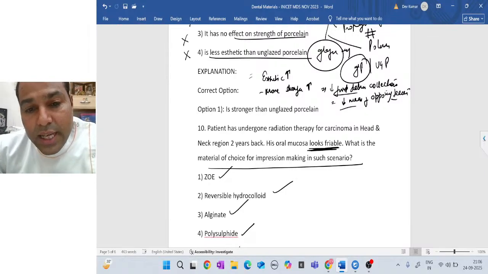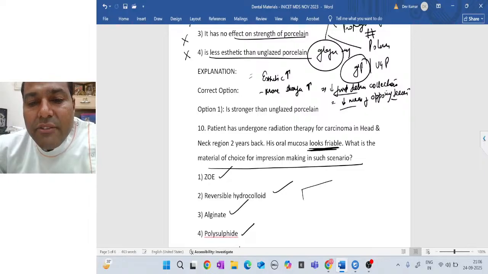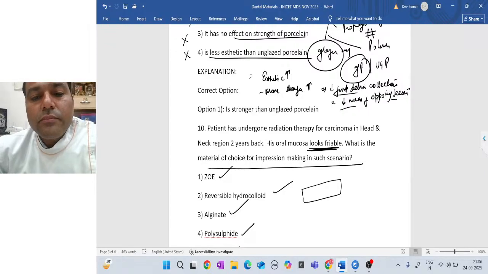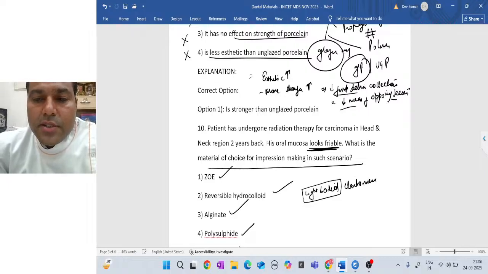Look, there is a catch in this. Always remember, whenever you have friable mucosa, I do not want too much pressure. So light bodied elastomers are the best choice for such cases.